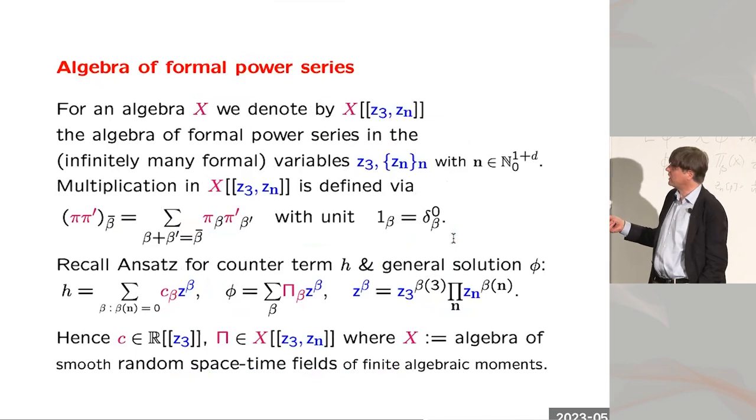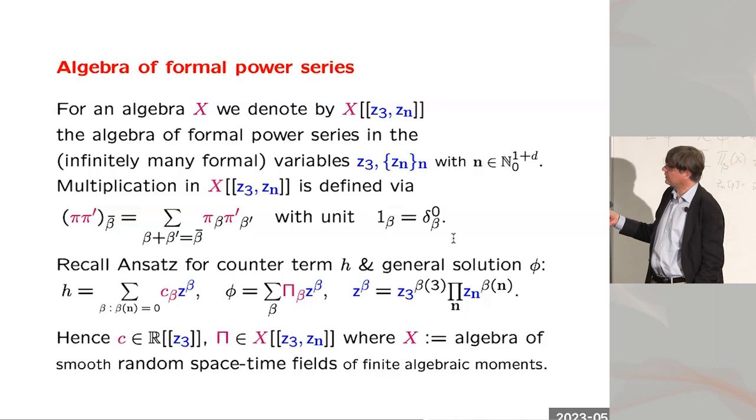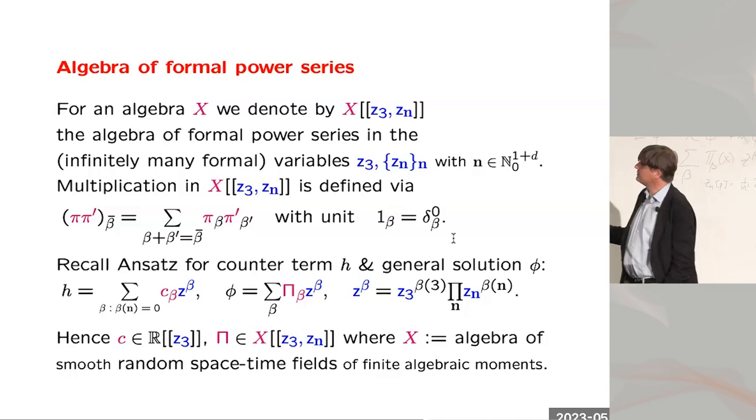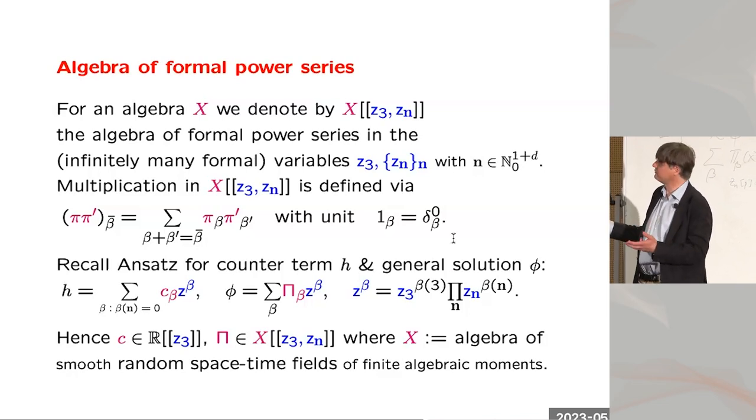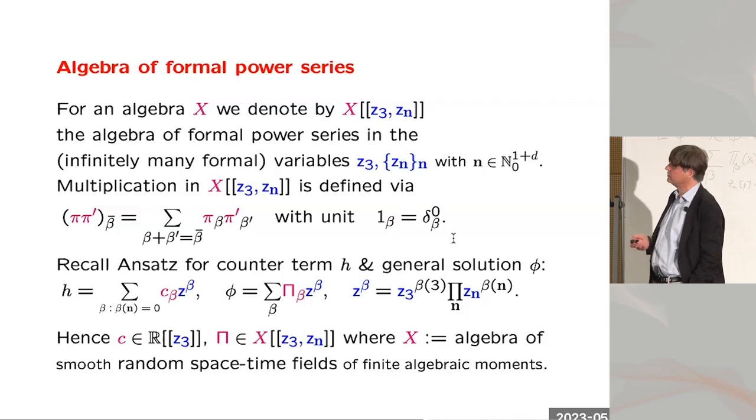Whenever you have some algebra like the real numbers or a function space, you can look at the space of formal power series in a number of variables, and here the variables will be infinitely many, the z3 and these z_n's, so they typically have no reason to converge. Anyway, these are formal variables, infinitely many of them, but you still can multiply them, very much like polynomials. You have the same kind of multiplication rule as if you would multiply polynomials in these variables. And of course, you have a unit.